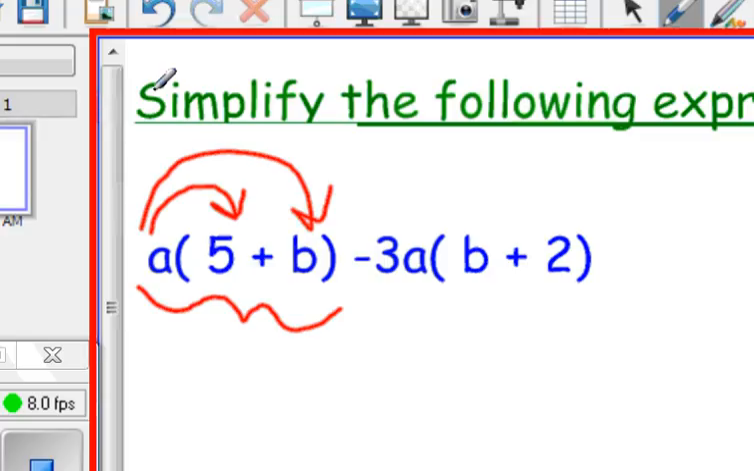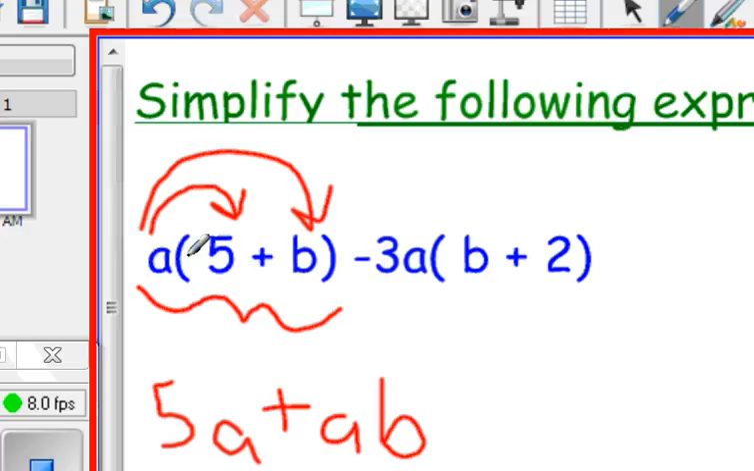When I distribute it to the 5, I would have 5A. Remember, you always put the number in front of the variable, so it wouldn't be A times 5, it'd be 5A. And then A times B, you want to put those in alphabetical order. So rather than saying plus BA, we would say plus AB.